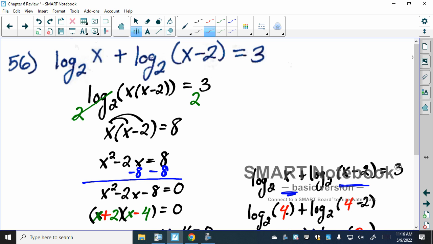55 would work in a similar method. You just have to use the quadratic formula to finish it up. And I believe none of the ones on the test are going to require the quadratic formula to solve.